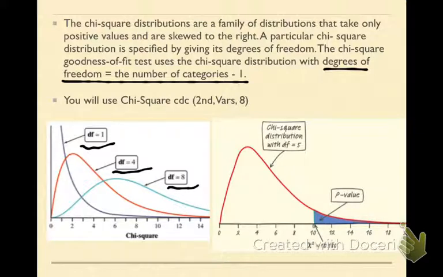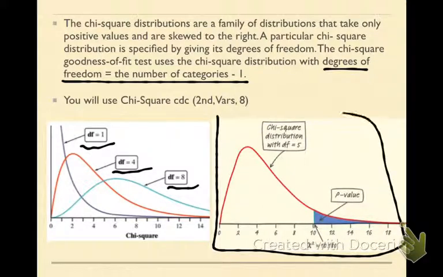It's very skewed. And on the graph, on the right, that's where the p-value is. And your chi-square, the number you just calculated, that's where it is on the graph. And it's always the value on the right side under the curve. That's the p-value, the area.